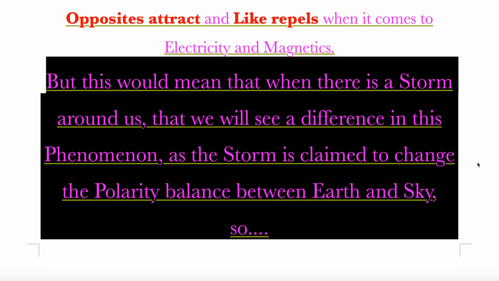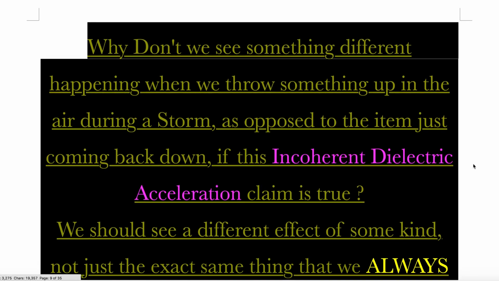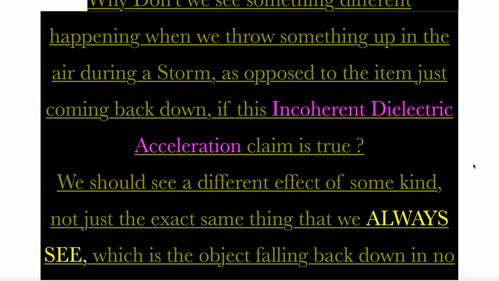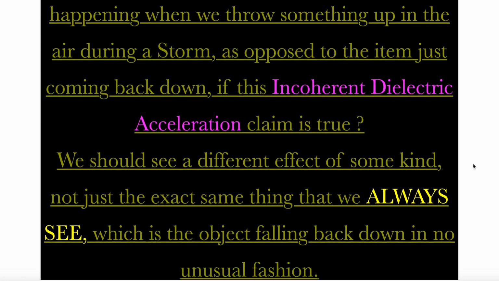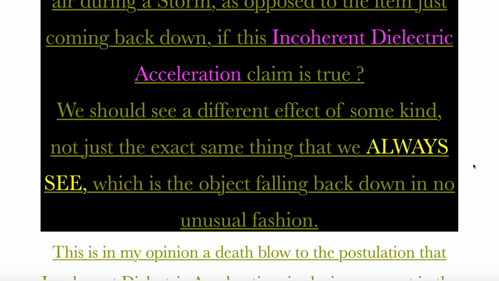But this would mean that when there is a storm around us, we will see a difference in this phenomena, as the storm is claimed to change the polarity balance between Earth and sky. So why don't we see something different happening when we throw something up in the air during a storm, as opposed to the item just coming back down, if this incoherent dielectric acceleration claim is true? We should see a different effect of some kind, not just the exact same thing that we always see, which is the object falling back down in no unusual fashion.